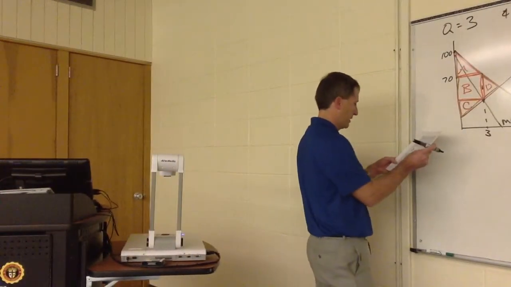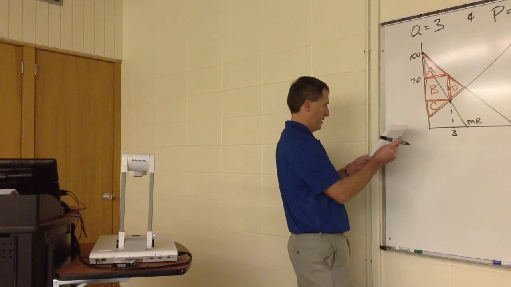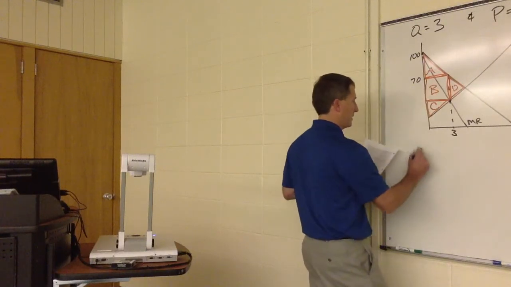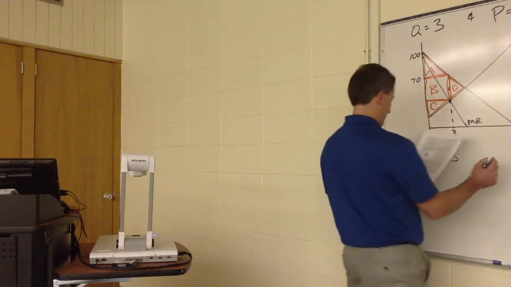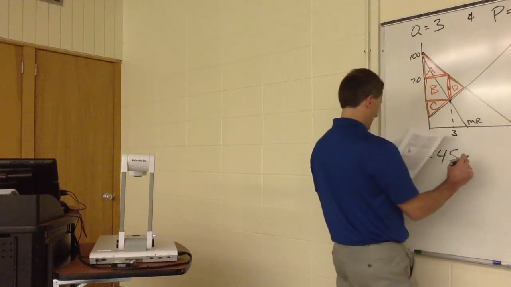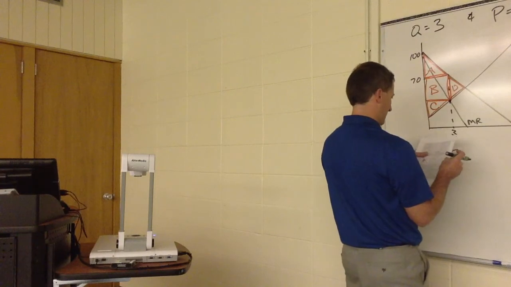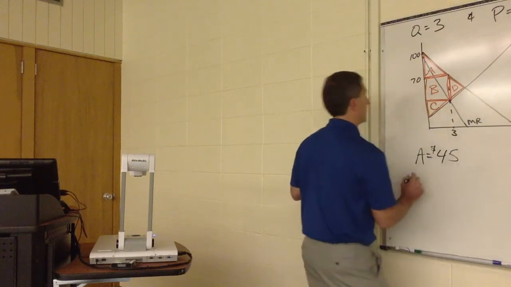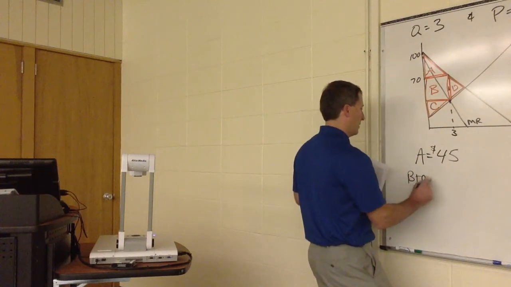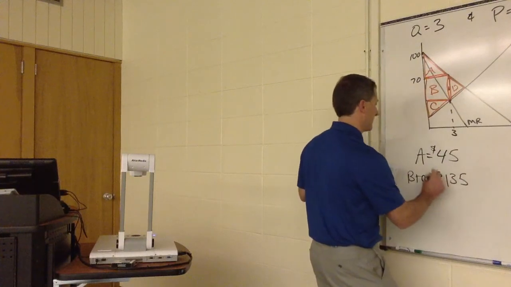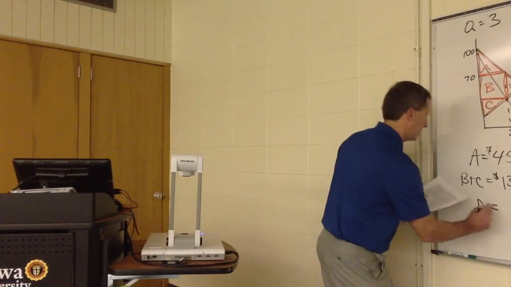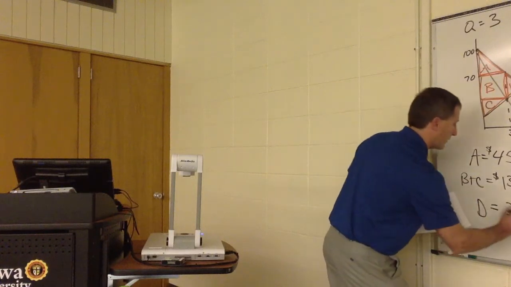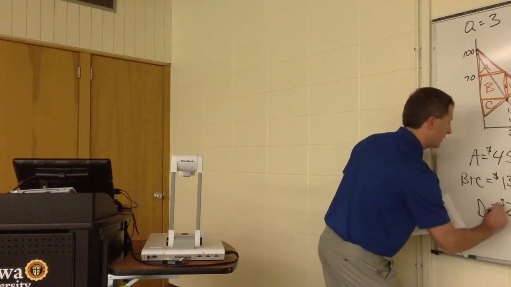Okay, I'll go ahead and write the answers down. Looks like most of you are down to your geometry here. So consumer surplus was $45. Producer surplus was 135. And area D was 22.5.